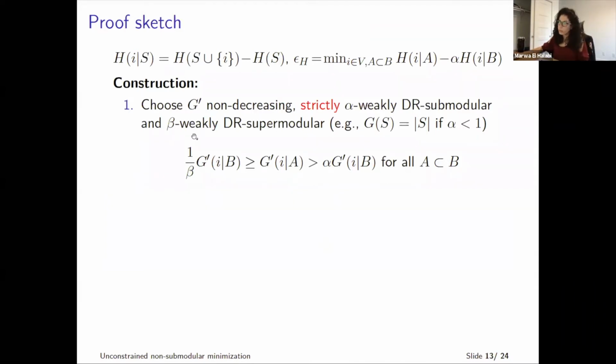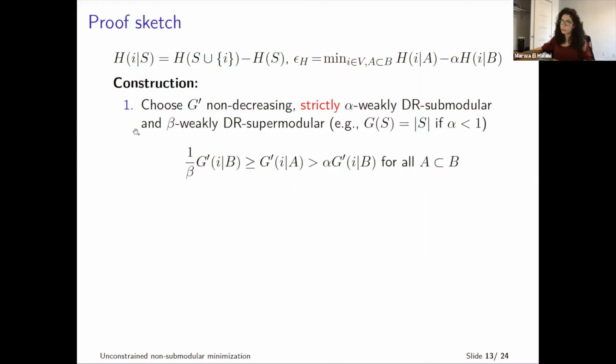So first, to introduce some notation, we typically denote this change of the value of a set function as a marginal gain. The marginal gain of adding an element i to a set S is written in this way. And then this epsilon h is characterizing how far h is from being alpha weakly DR submodular. Remember that if h is alpha weakly DR submodular, this quantity here should be non-negative, and epsilon h characterizes how far it is from that.